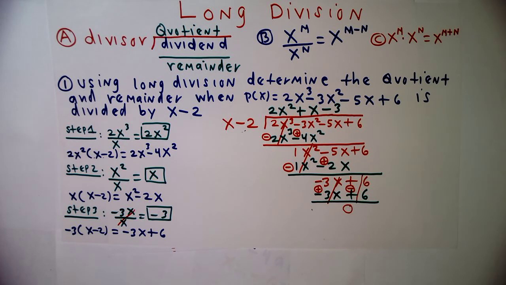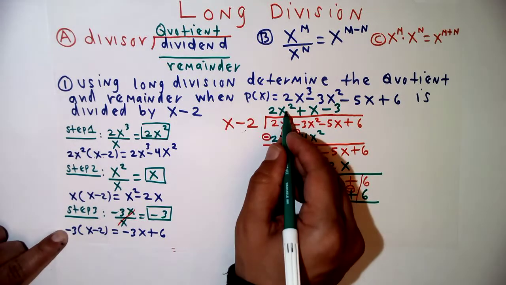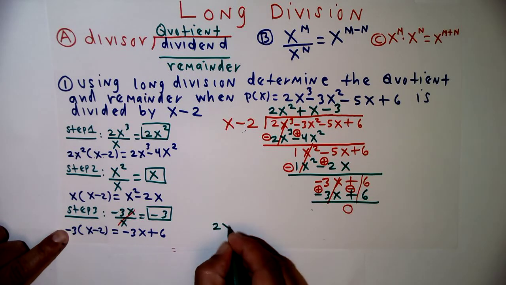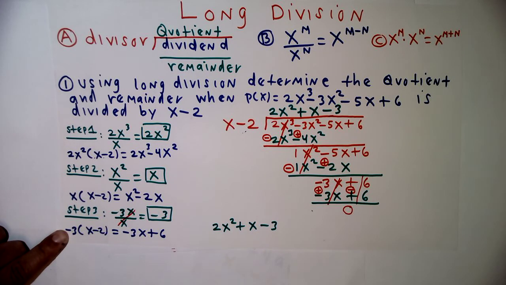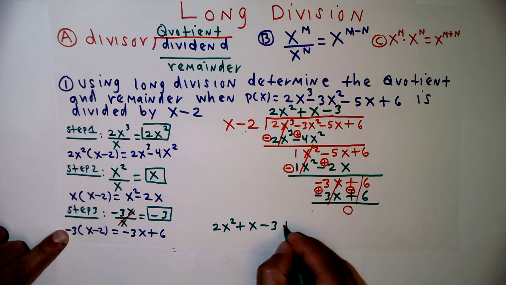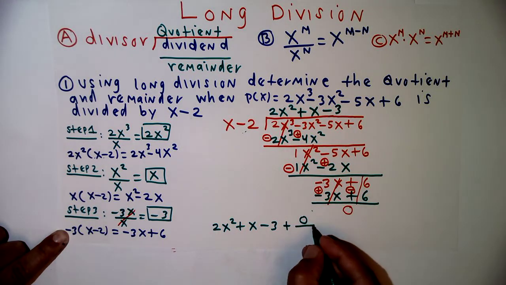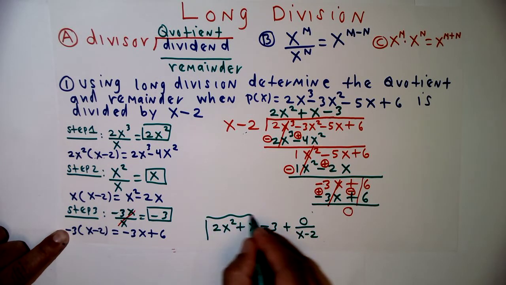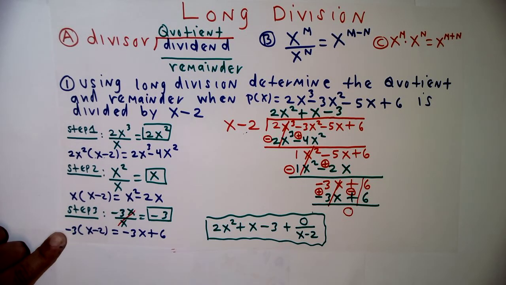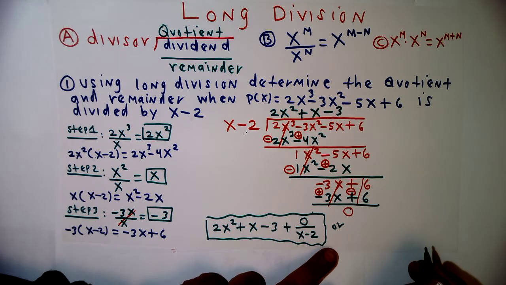Now, how do you write down your final answer? There are two different ways. So let me write down option one. The first one is that you write down the quotient here, which is 2x to the second plus x minus 3, and you're always going to add the remainder, but it's always going to be the remainder divided by the divisor here. So this is basically one way to write down your answer.